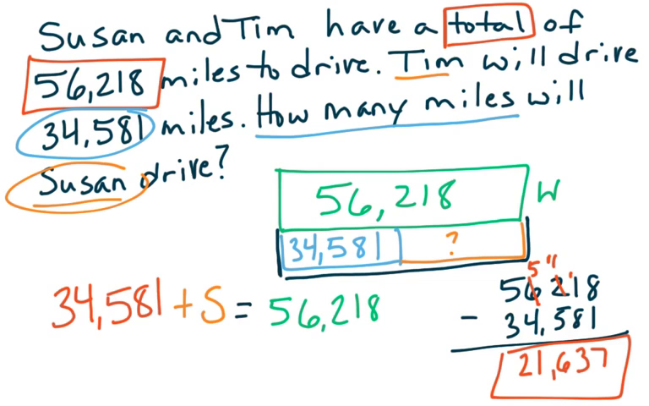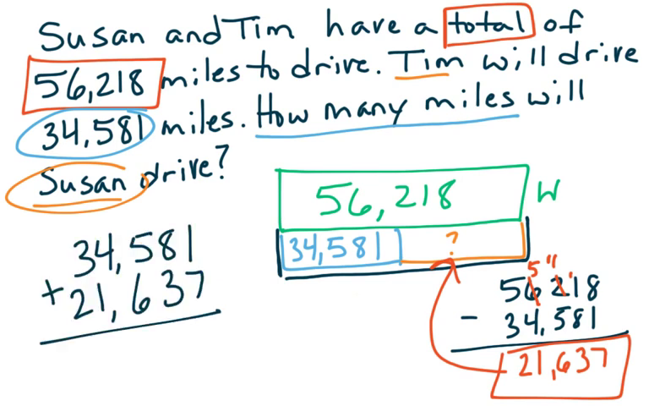So this is going to be Susan. Susan is going to have to drive 21,637 miles. Let me go ahead and check my work. And the way I'm going to check, if I filled this into my empty space, we would see that 34,581 and 21,637 would add up to 56,218. So that's what I'm going to do. I'm going to check with addition and make sure that this in fact does add up to 56,218.